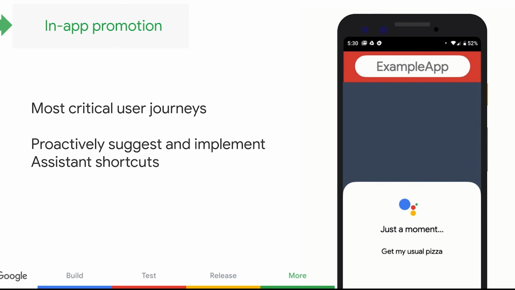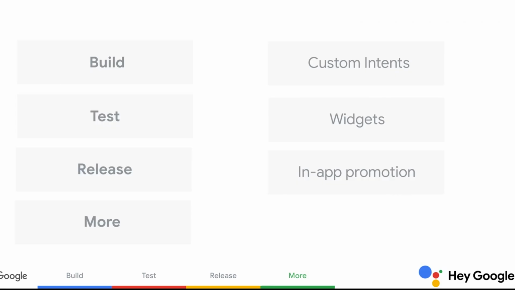In-app promotion allows the developer to initiate the creation of an Assistant shortcut by constructing a special deep link that has the app's own deep links and parameters inside of it. This is everything you need to know about App Actions.